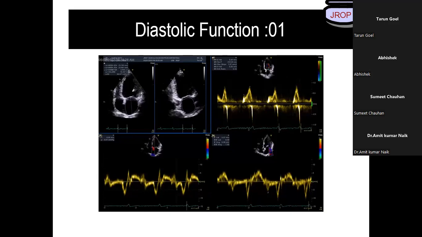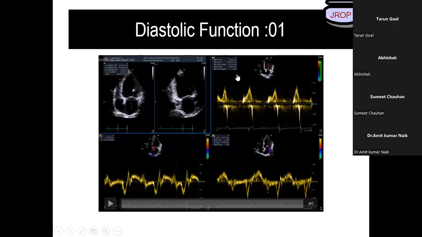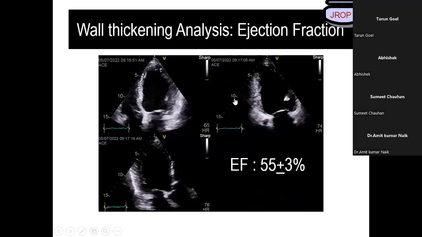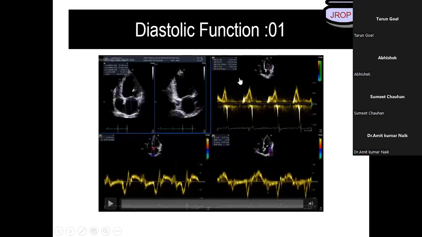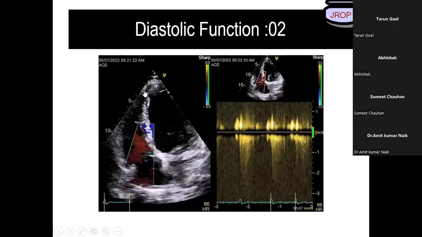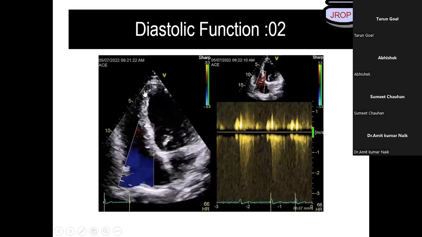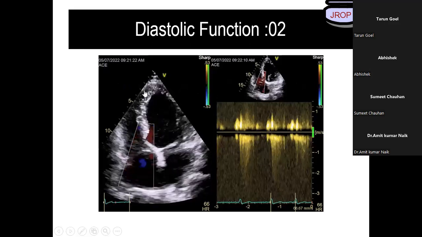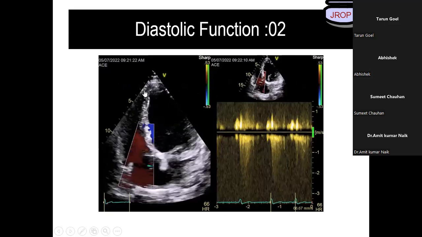We have E and A wave. E wave is 44, A wave is 83, ratio is 0.53. And this is a normal LV systolic function. Same patient where we had an almost normal ejection fraction. So ratio is 0.53. E prime septal is 5. E prime lateral is 7. LA volume is 44.6. And the TR jet gradient is almost 3 meters per second. So in which category this diastolic dysfunction is?